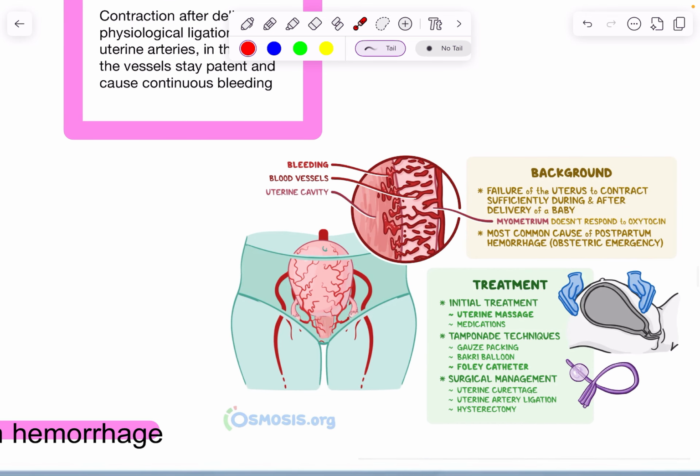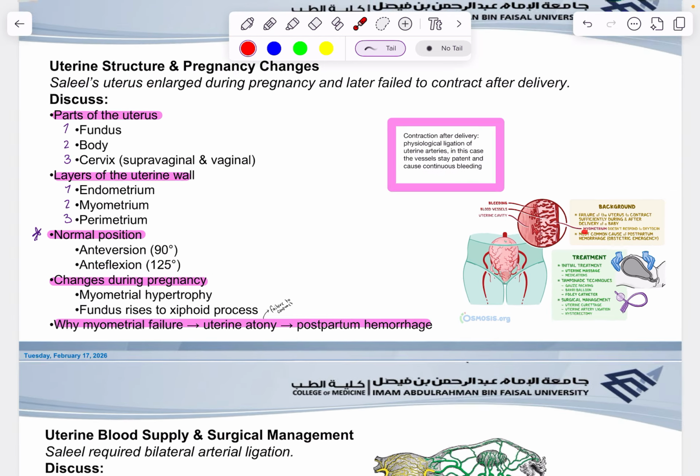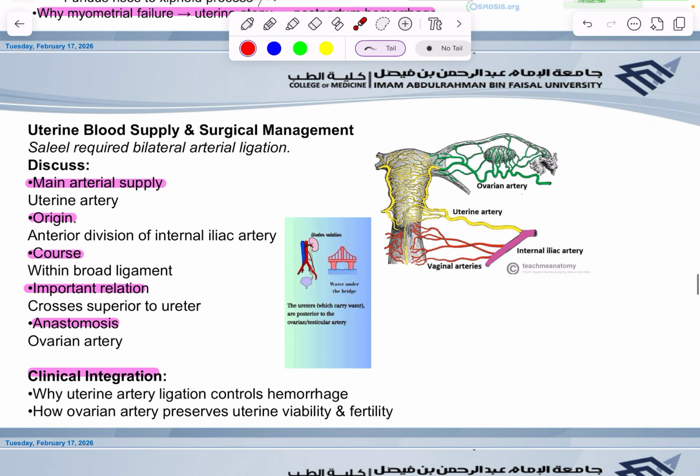It's just saying that failure of the uterus to contract is what causes bug uterus. Well, the myometrium isn't responding to oxytocin, so there isn't contractions. But قلنا main arterial supply is the uterine artery. It's going to originate from the anterior division of the internal iliac artery وحيكون within the broad ligament اللي هو البريتونيوم اللي ذكرناه أول. The important relation is it's going to cross superiorly to the ureter وهذا مهم.